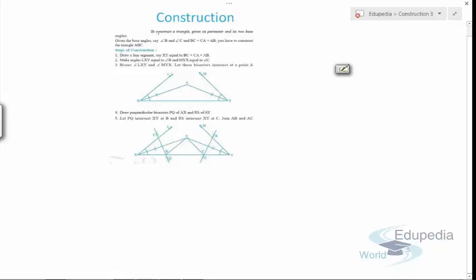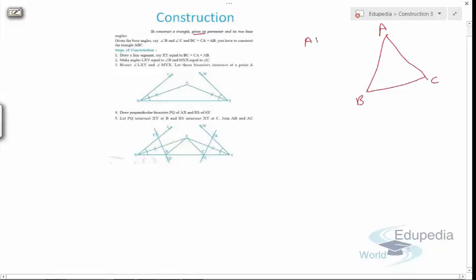Now we need to construct a triangle given its perimeter and two base angles. Means the perimeter of a triangle is given. So let's say we have a triangle like this, A, B, C. Let's say its perimeter is given, meaning AB plus BC plus AC is given, and then we need to draw a triangle, and two base angles are given, meaning angle B and angle C are given. So let's see how we can do this.